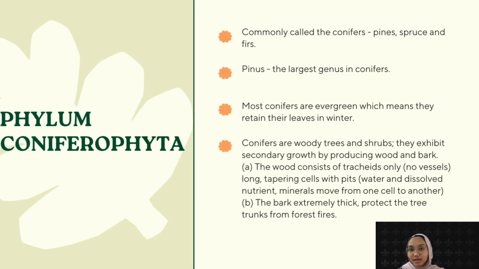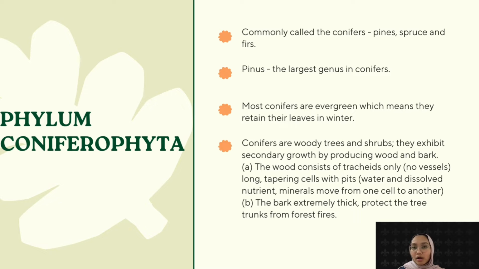Okay, now let's learn more about phylum Coniferophyta. Phylum Coniferophyta is commonly called conifers, which consist of spruce, pines, and also firs. Next, the largest genus of conifers is Pinus. Thirdly, most conifers are evergreen, which means they retain their leaves in winter. Next, phylum Coniferophyta are woody trees and shrubs, which means they exhibit secondary growth to produce roots and also bark.